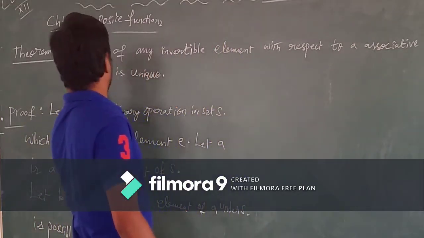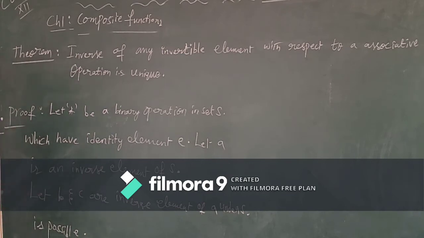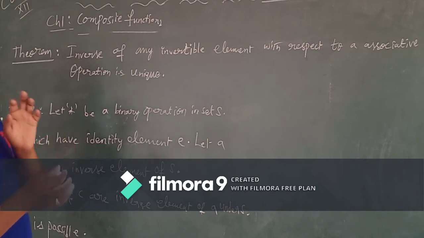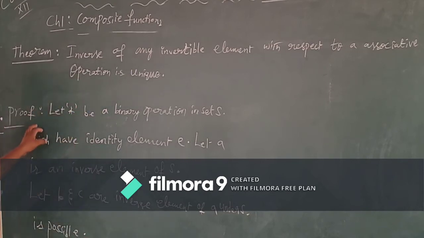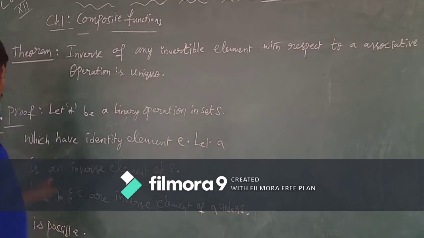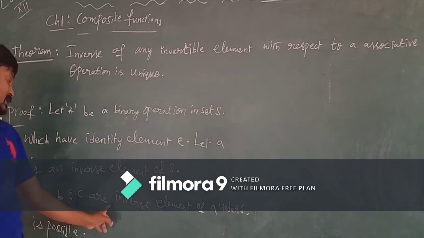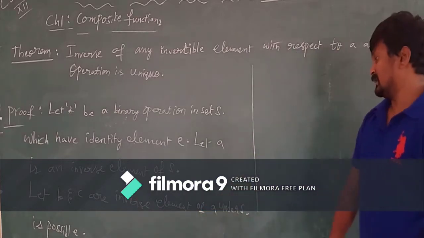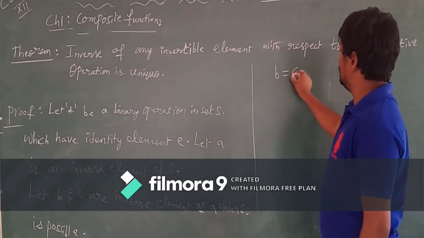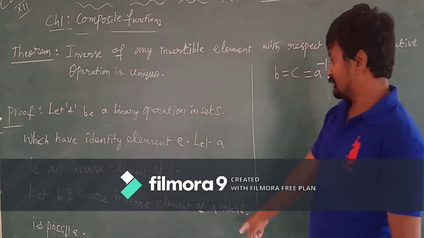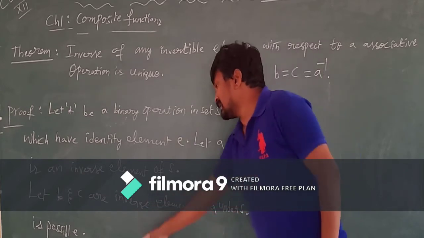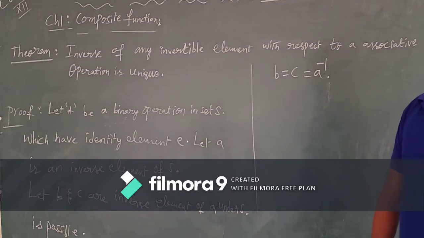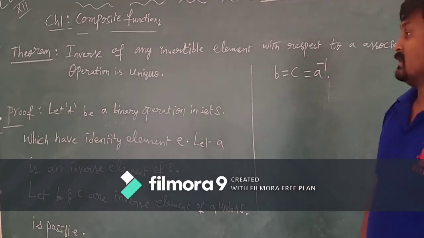Just observe here: the inverse of any invertible element with respect to an associative operation is unique. So the proof is that, let star be a binary operation in a set S which has identity element E. Let A be an invertible element of S, then let B and C be inverse elements of A under S. So the meaning of this whole statement is: B is equal to C is equal to A inverse.